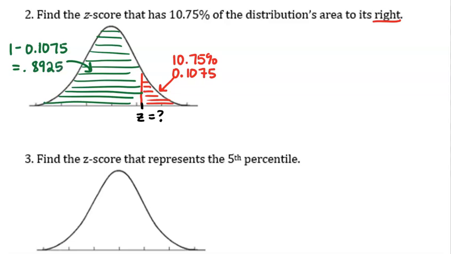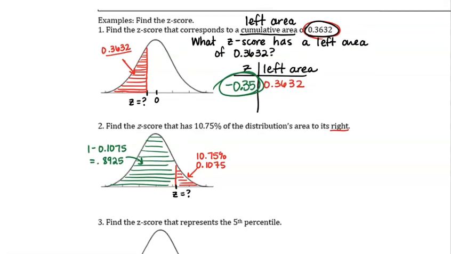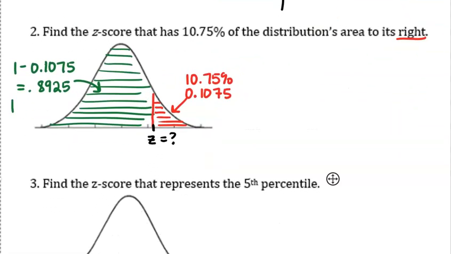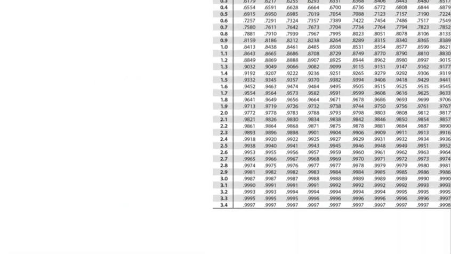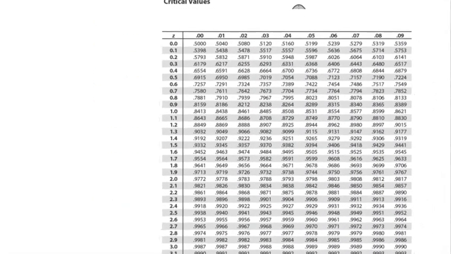So we could work out example 2 the same way we did example 1, where we're now looking for a left area of 0.8925 in the standard normal distribution table. We would go to the table here and look for 0.8925. Here we go. And I can see right here my answer is 1.24. So that's a demonstration of how you could use the table, but I want to show you also how you could use your calculator to calculate that z-score.